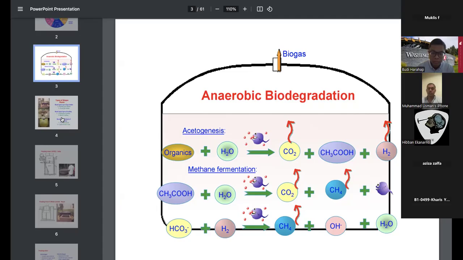After acidogens, there is a third process which we call acetogenesis. During acetogenesis, the acetogenic bacteria eat the VFAs and produce acetic acid and hydrogen. In the next step, the methanogens, or methane forming bacteria, eat those acids and produce methane and carbon dioxide as a byproduct. Next slide, please.